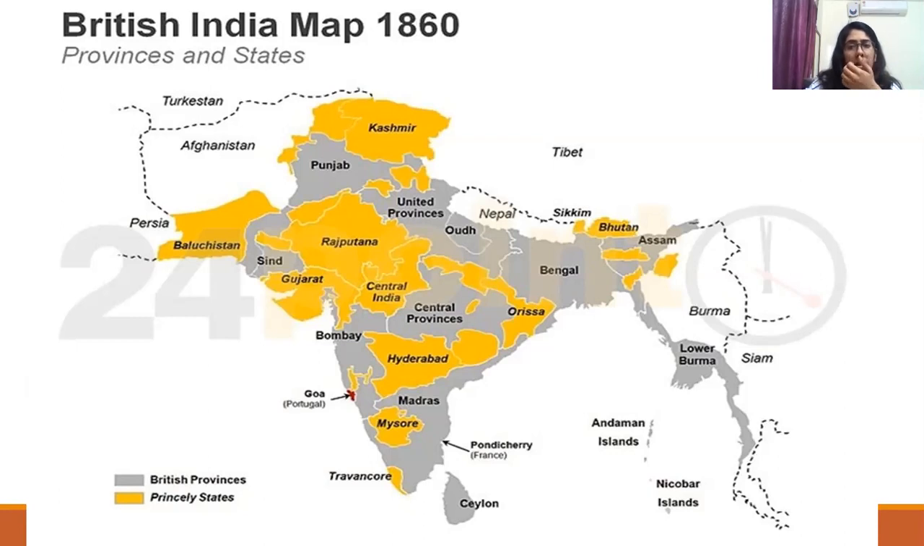Here, Goa is being considered as a Portugal ruled nation, city or state. Goa has not been considered as a British province nor as a princely state, so it's an exception.